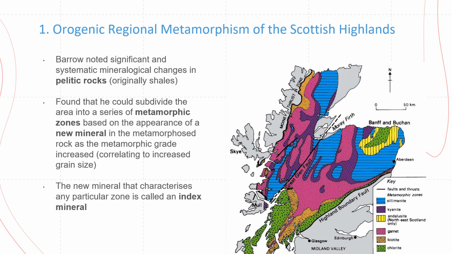In this area, Barrow noted that there were significant and very systematic mineralogical changes in the pelitic rocks, so he found that he could subdivide the area into a series of metamorphic zones based on the appearance of new minerals in the rocks as the grade increased. So as the metamorphic grade increased, he found that he could divide the area based on the appearance of new minerals. So these new minerals that characterize any particular zone would be called an index mineral.